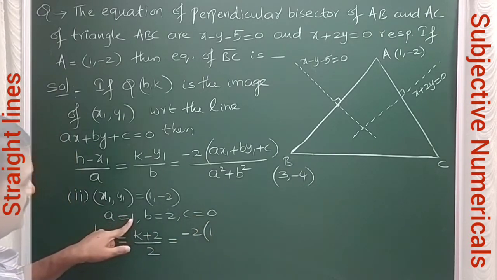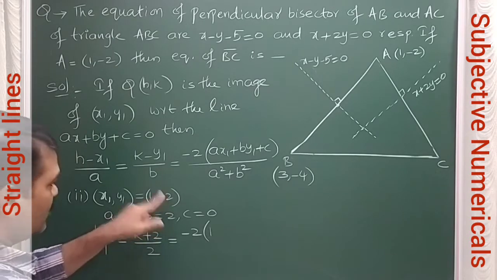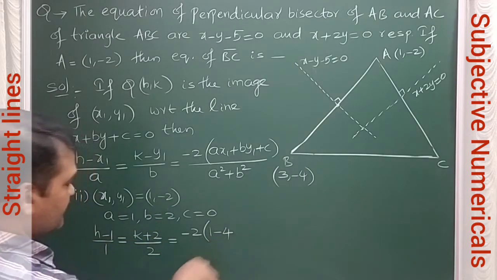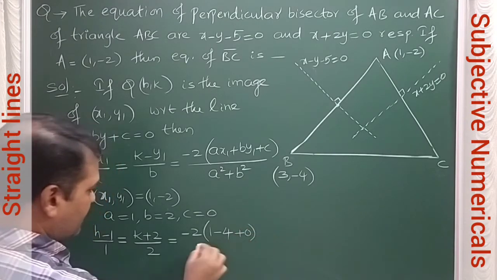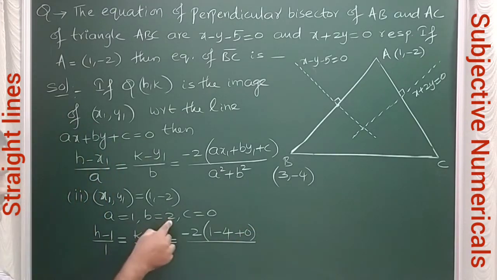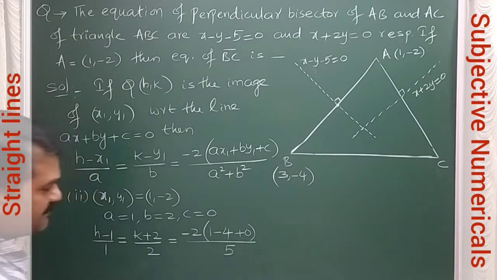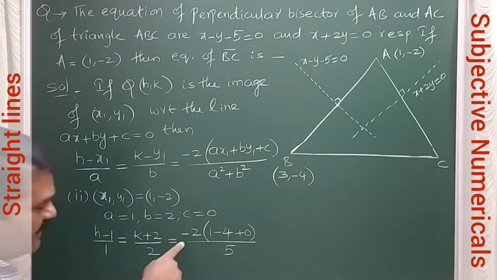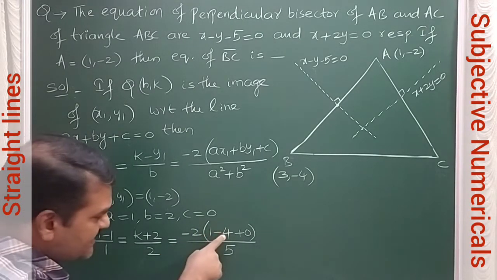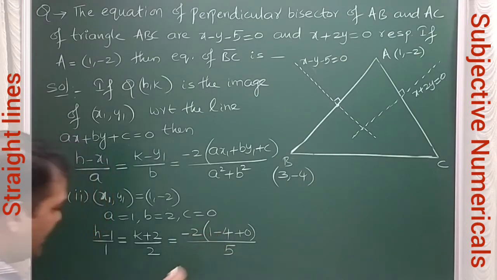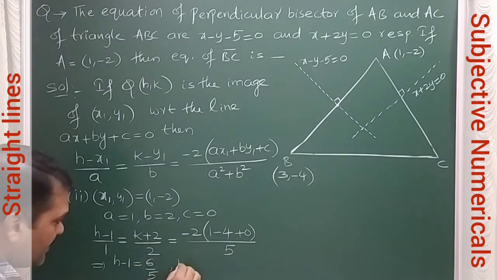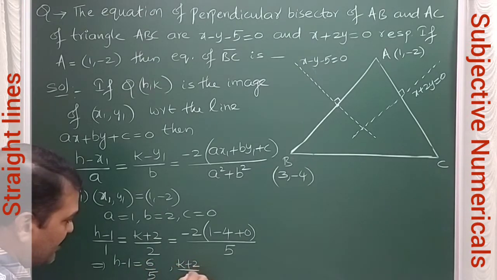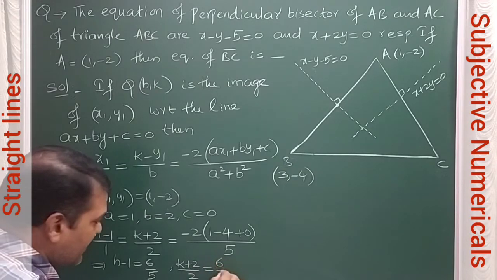(ax1 plus by1 plus c), c is of course 0, by a square plus b square, which means 5. So what is this now? Minus 2 into minus 3, so 6 by 5. Therefore we will get h minus 1 is equal to 6 by 5, and (k plus 2) by 2 is equal to 6 by 5.